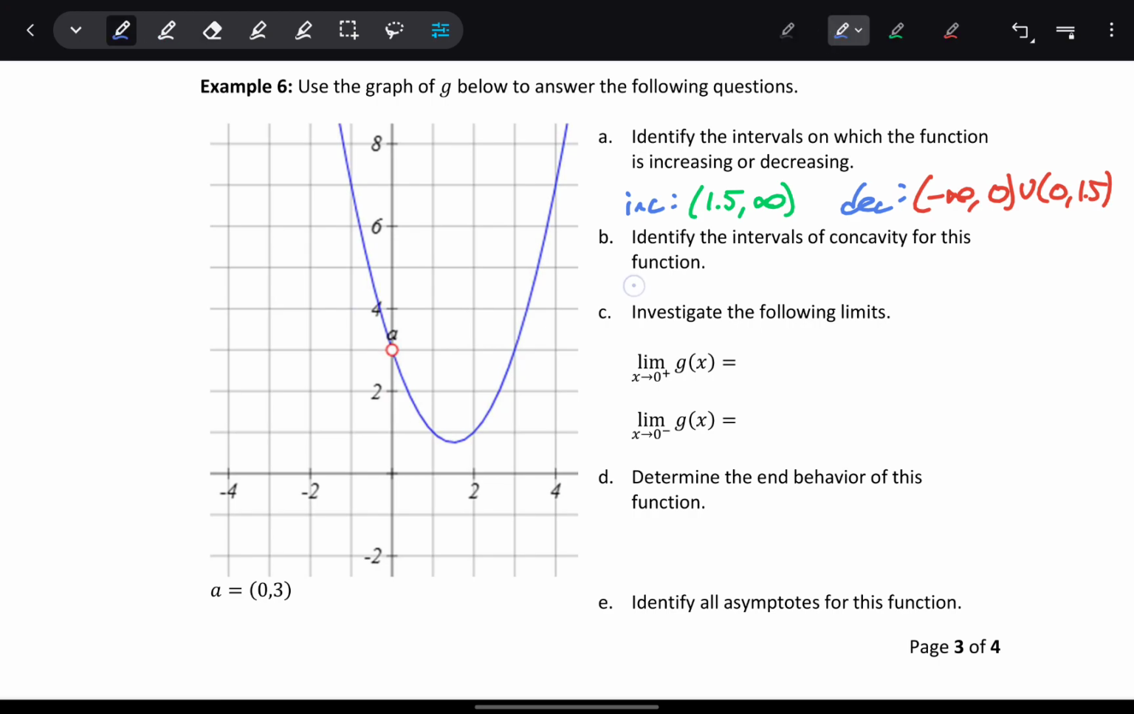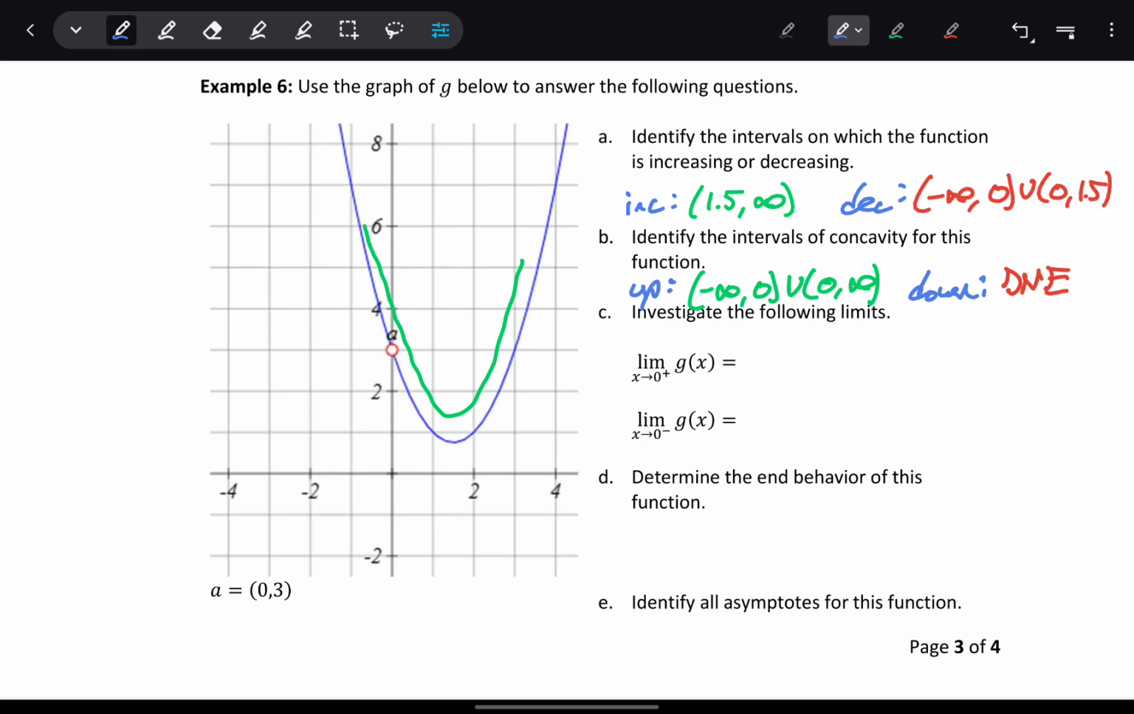And then we can look at concavity. In this case, our function is always concave up since we have this cup or bowl shape, but we still have to exclude that point, where x equals 0. So we'll say this is concave up on negative infinity to 0, union 0 to infinity, and there is no interval where our function is concave down.